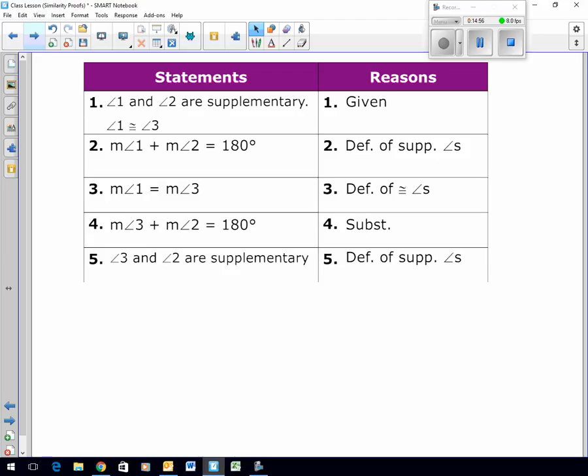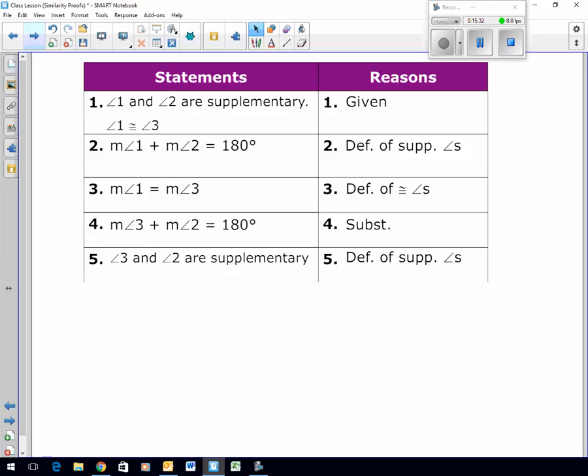This is where you guys are going to have to just trust me. Right now, this next step, you might look at it and be like, you sure about this? Okay. 1 plus 2 equals 180. 1 is the same as 3. What does that mean? It means 3 plus 2 equals 180. The measure of angle 3 plus the measure of angle 2 has to equal 180.